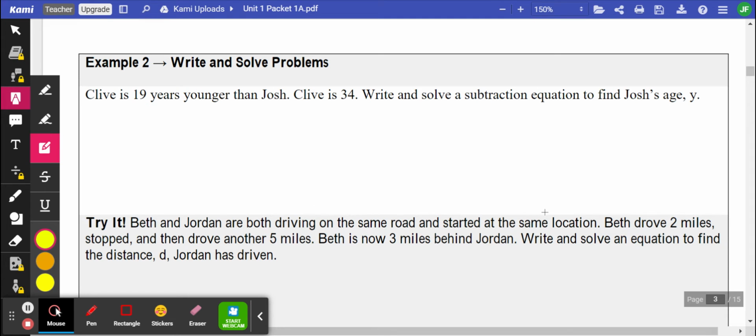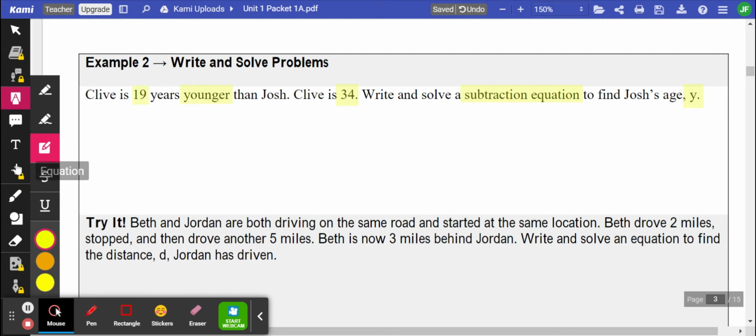Clive is 34. Write and solve a subtraction equation to find Josh's age y. I'm actually going to highlight the important information. So I think 19 and younger is a big deal because that means I would subtract, versus older would mean I'd add. And then Clive is 34. Write and solve a subtraction equation. There you go. So subtraction to find Josh's age, y.